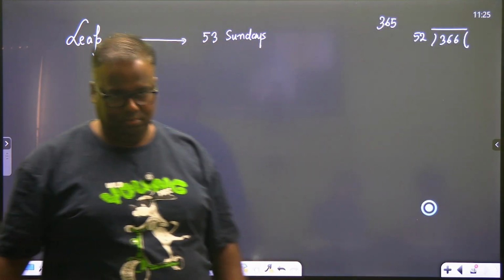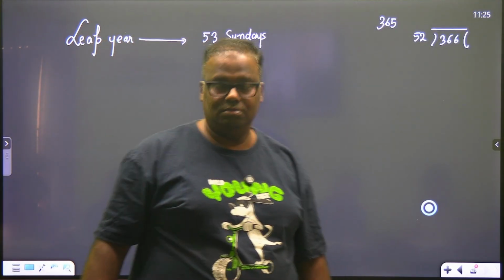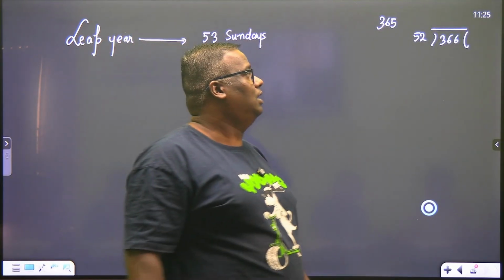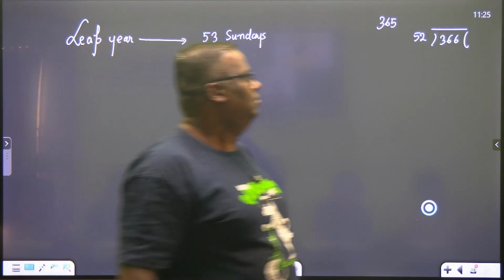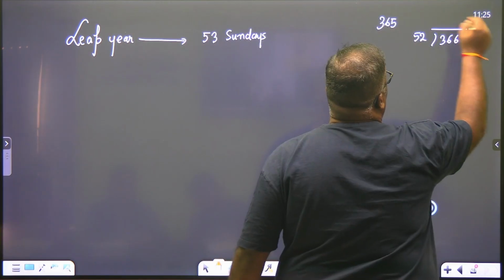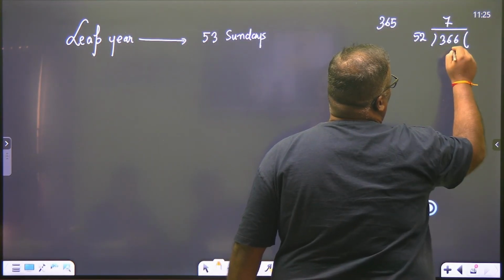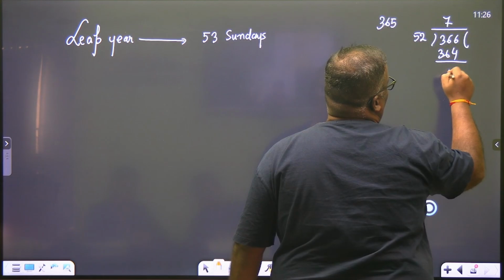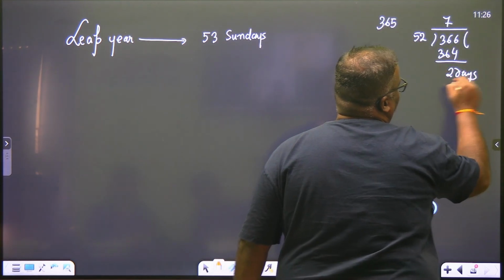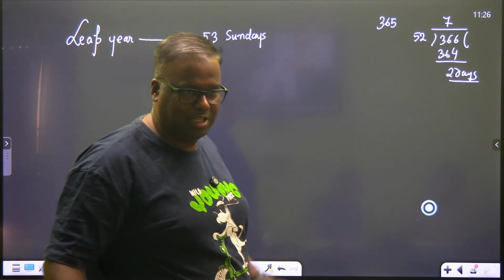364. Now divide. 364 comes with what? 7. 7 to 14, 4, 1 carry over, 7, 5, 35, and 1, 36. So 2 days are left. 2 days are left, right?